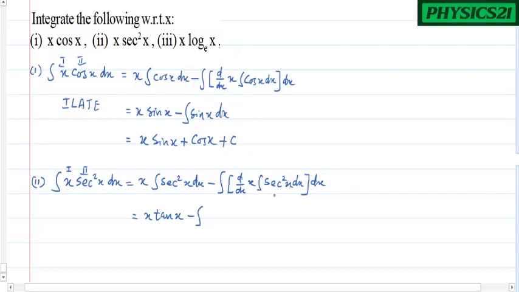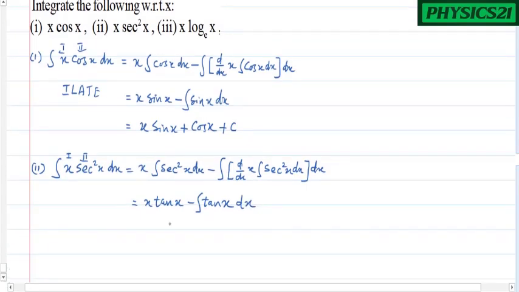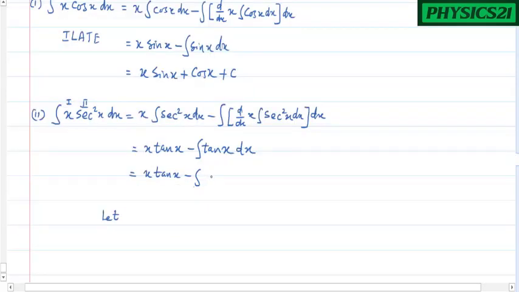This is x, the integral of sec square x will be tan x, minus integration of the derivative of x, 1, no need to write 1, times the integral of sec square x, which is tan x, dx. Now to find the integral of tan x, we will use the substitution method as well as trigonometry. Here x tan x minus, tan x can be written as sin x divided by cos x dx.